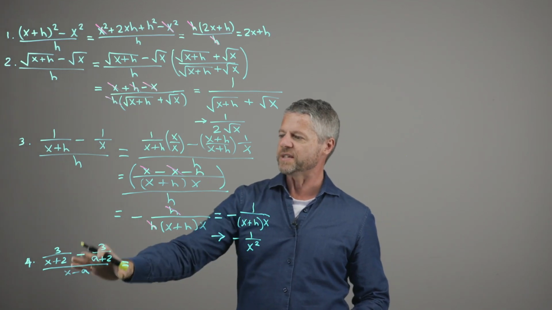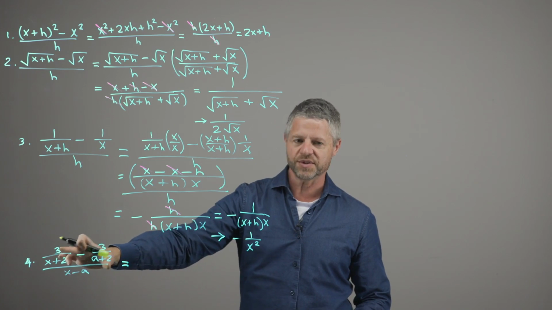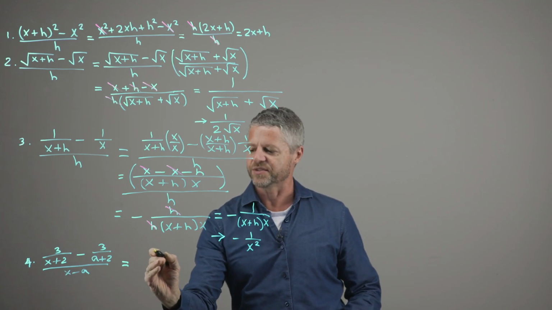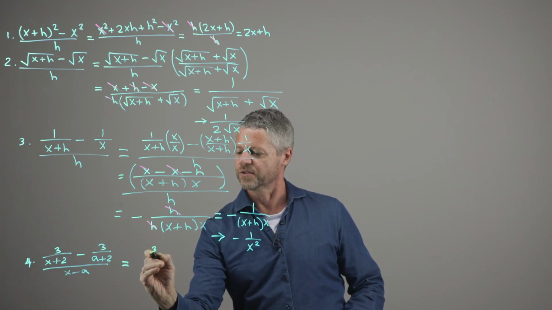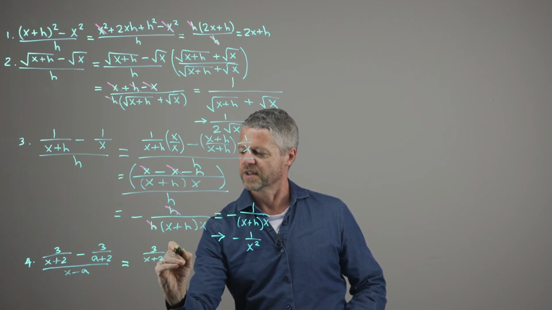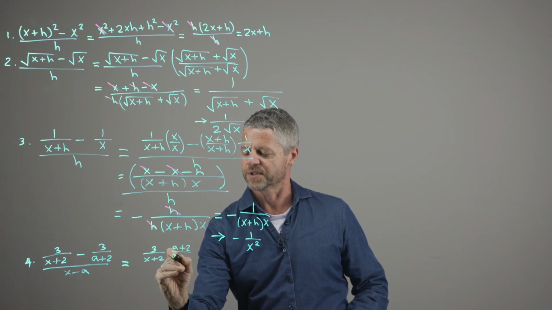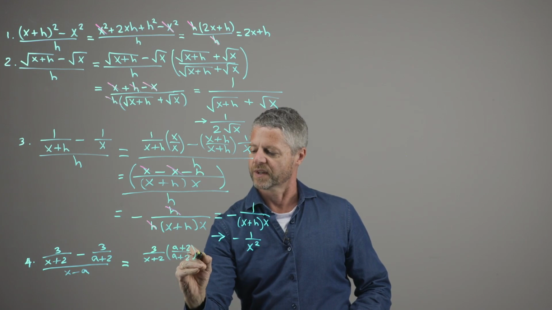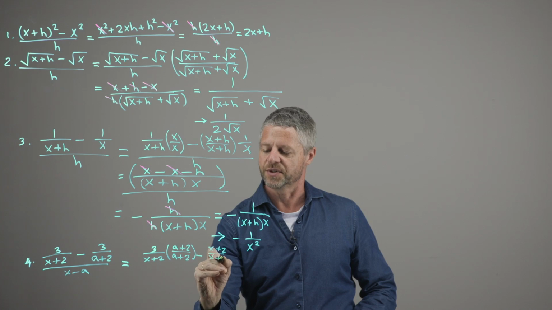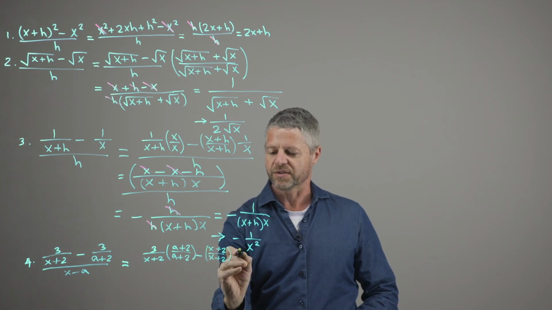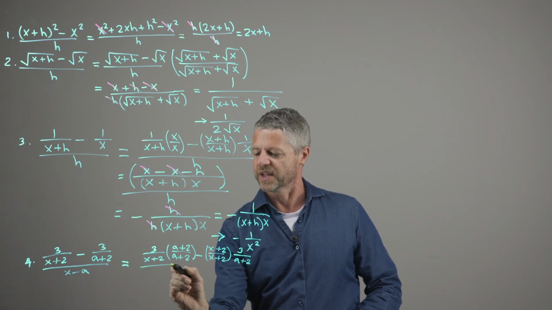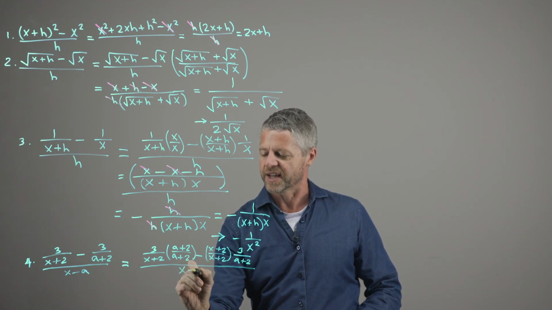So this one's a little bit similar to the last one, because I've got the difference between two rational expressions in the numerator, so I'm going to have to find a common denominator. So 3 over x plus 2 times a plus 2 over a plus 2, and then subtract, and let's do x plus 2 over x plus 2, multiply that by 3 over a plus 2, and that whole thing is divided by x minus a.